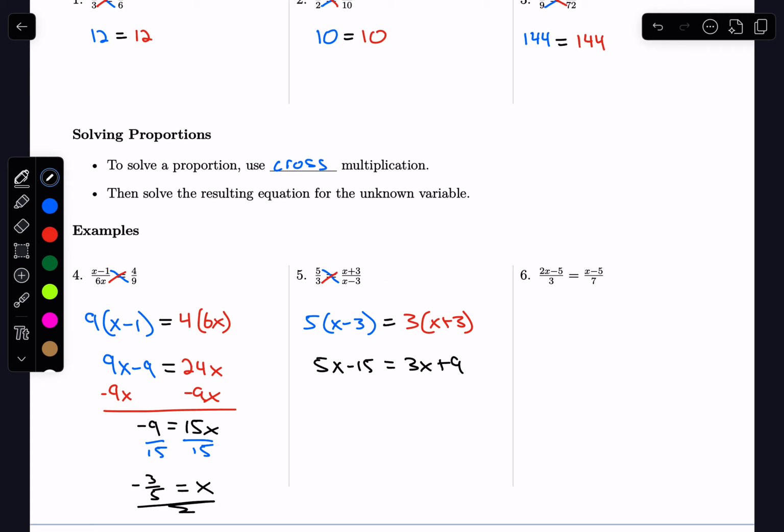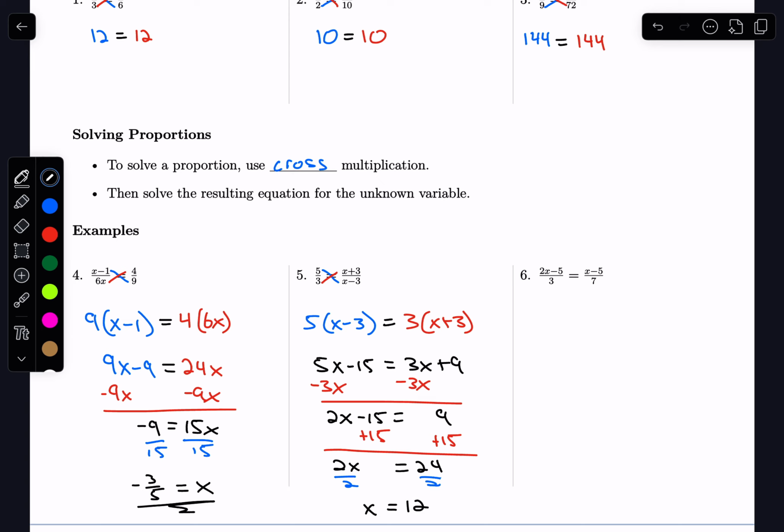Now we just have a two-step equation. I'm going to go ahead and subtract 3x from both sides to get all the x's on the left side. That leaves me with 2x minus 15 is equal to 9. Now I'm going to add 15 to both sides to get all the constants to the right side. That leaves me with 2x is equal to 24. And then I just have to divide by 2, and I come up with my answer that x is equal to 24 over 2, which is 12.